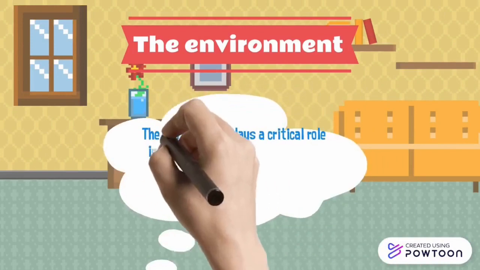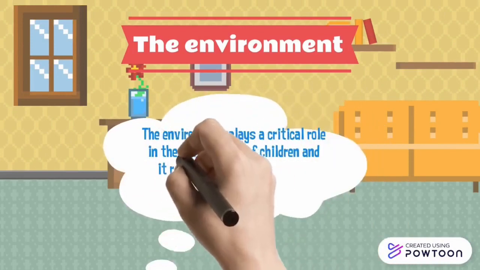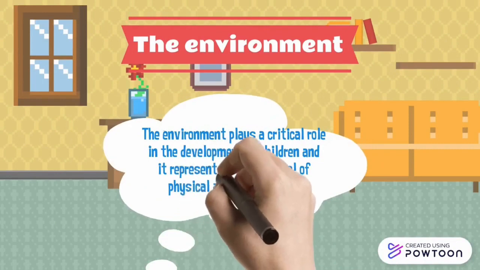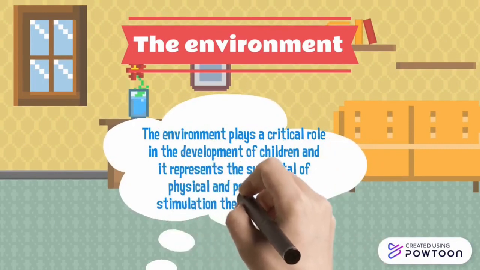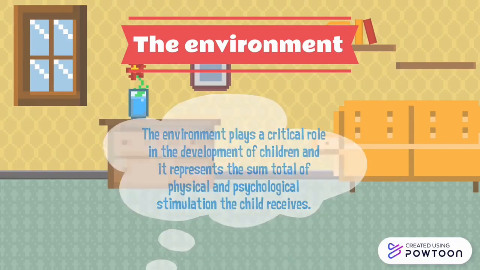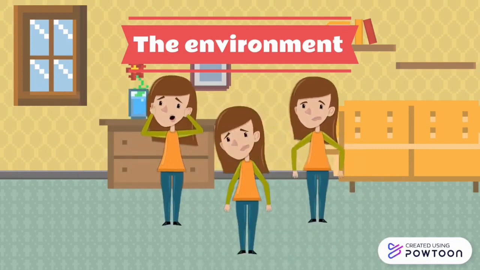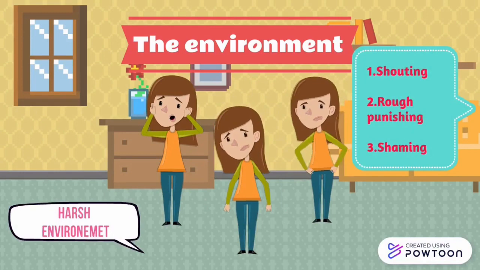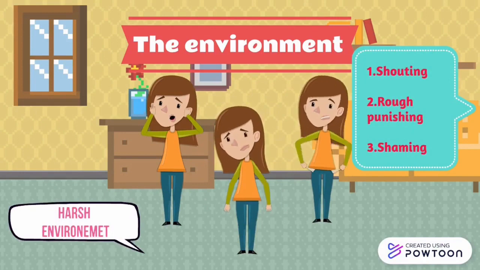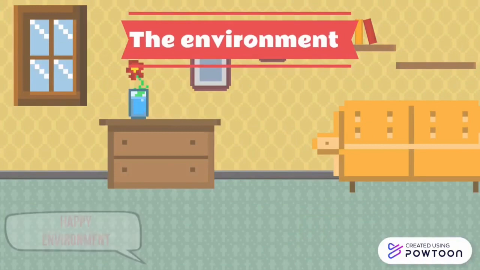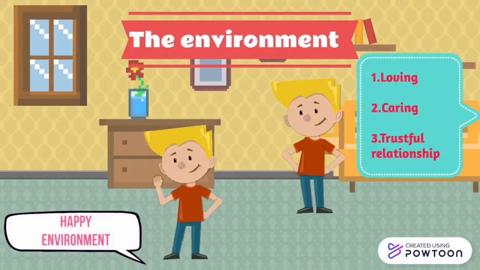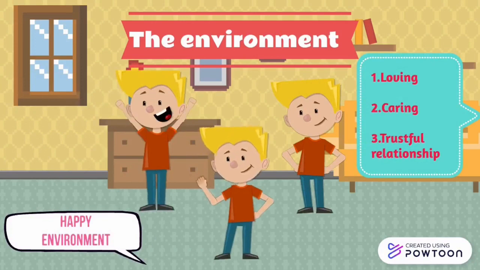The environment plays a critical role in the development of children, and it represents the sum total of physical and psychological stimulation the child receives. Studies show that harsh parenting practices like shouting, rough punishing, and shaming can cause the child to either become unusually indifferent or hypersensitive and aggressive. On the other hand, a loving, caring, trustful relationship with your child can help him or her become an emotionally mature individual.